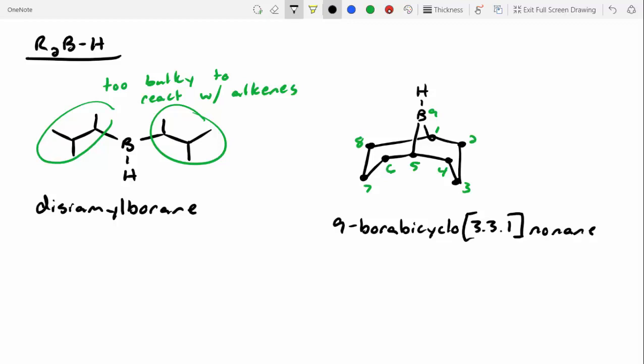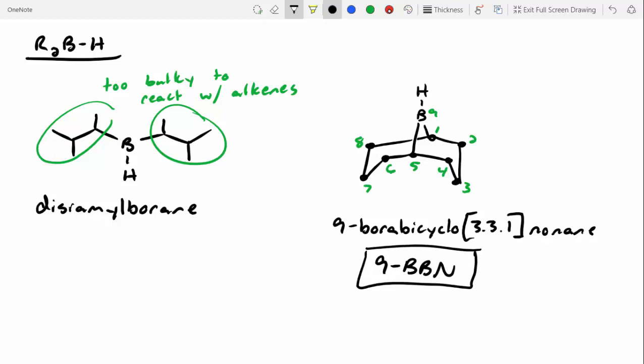So you can see 9-bora bicyclo 331 nonane doesn't quite flow off the tongue very well. So oftentimes what people call this is 9-BBN. This is what you'll most commonly see it referred to as, is just 9-BBN.